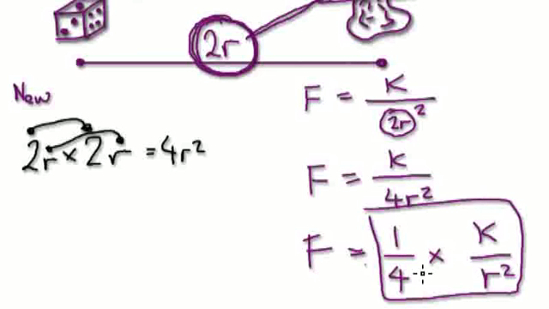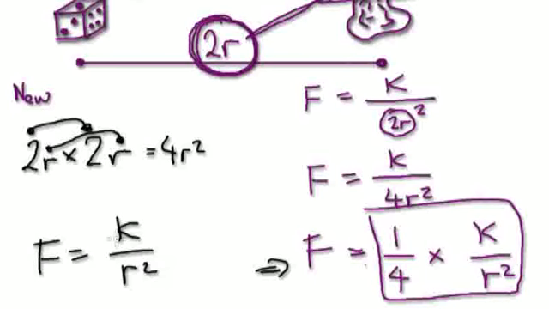Now our new situation becomes 1 over 4 times the old situation here. So what that means is, when we double the distance, this is our new force. Our old force was this, F equals k over r squared. You see, this bit here is exactly the same as this thing here. But our new force is a quarter of that. So you can imagine it as getting our old force and dividing it by 4. That's what times a quarter means, dividing by 4.